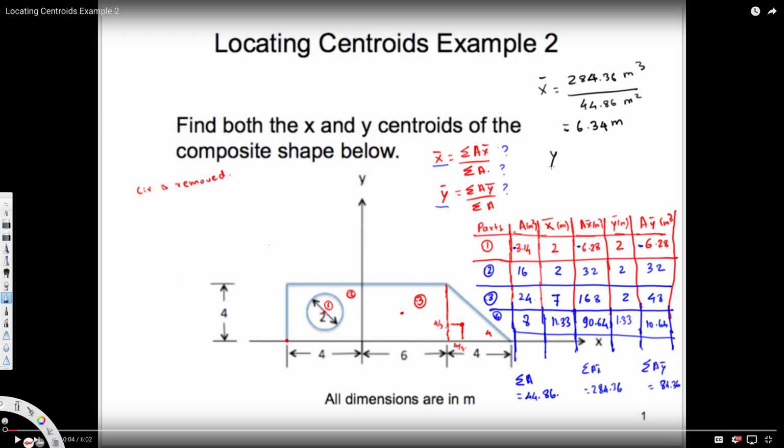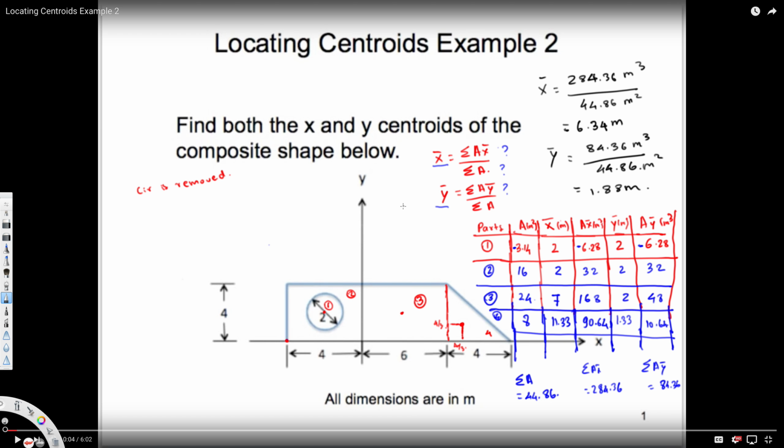And then I have to calculate the y bar. The y bar is going to be sigma ay over sigma a. Sigma ay we calculated here is 84.36 meter cube over the sigma a, which is 44.86. And if you divide them both, you will get 1.88 meter. So this is my x bar and y bar.